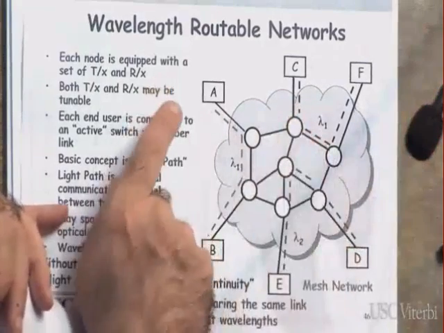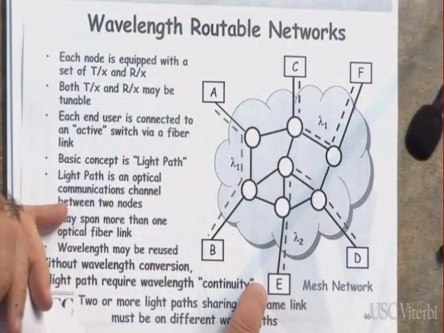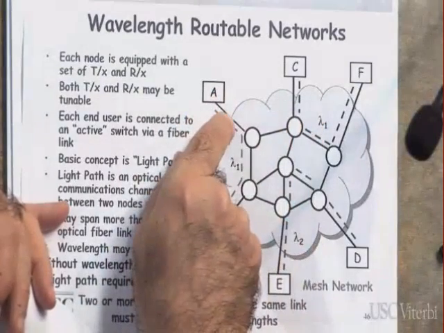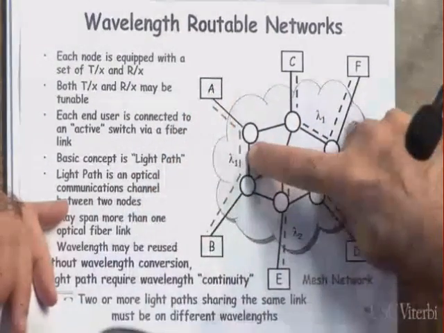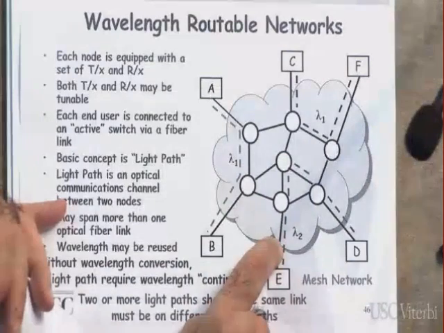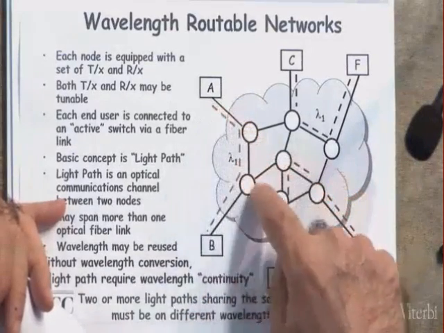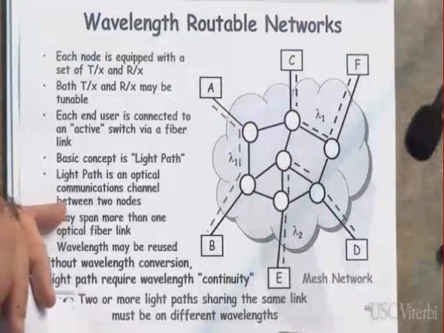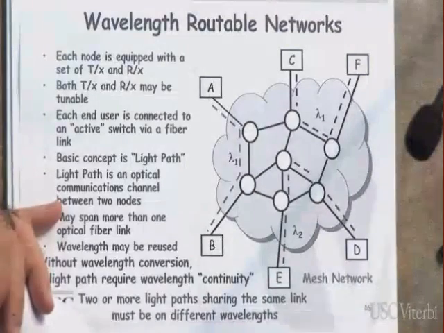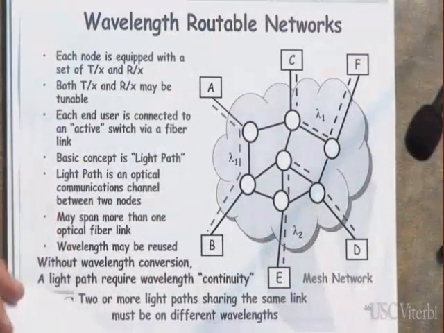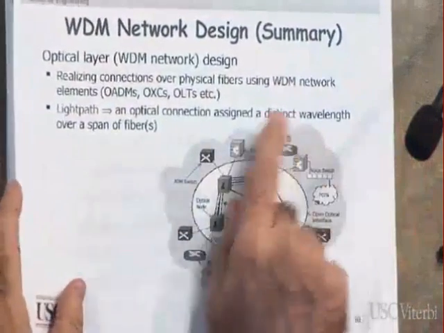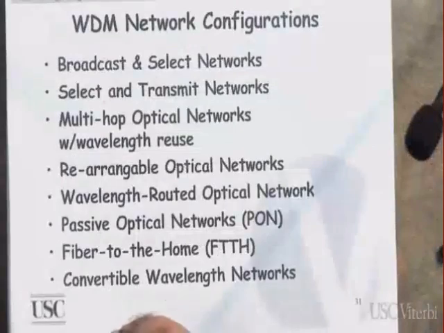Yes? Could A, listen to me, could A communicate with E using lambda 3? Making sure lambda 3 is available here, lambda 3 is available here, lambda 3 is available here, and lambda 3 is available on this fiber. You created a light path. Did you get this or not? A light path is a continuity of the same wavelength over a span of fiber. Clear? We'll get to this shortly. I just wanted to explain to you what a light path is.